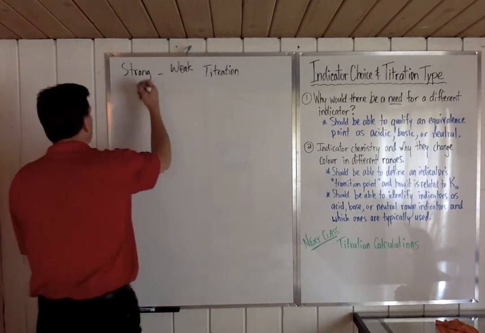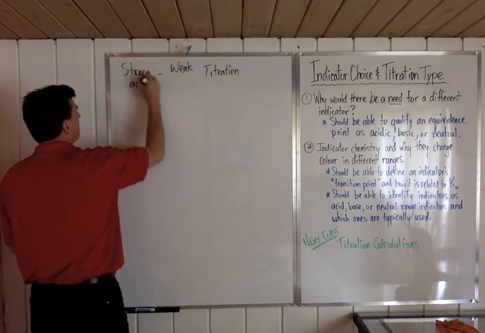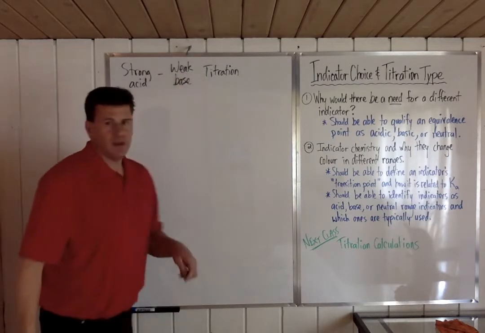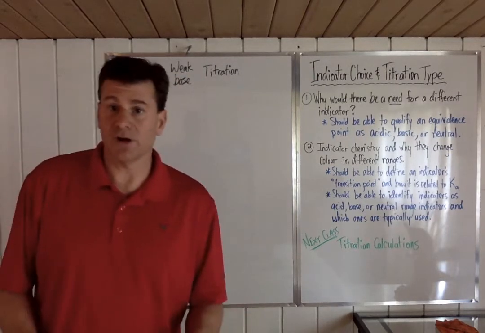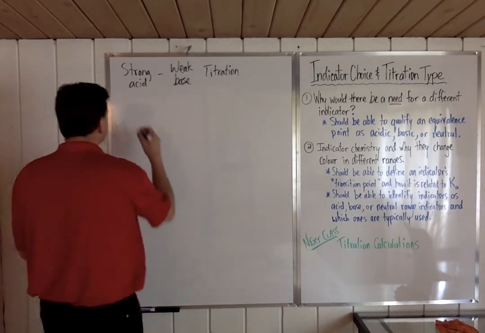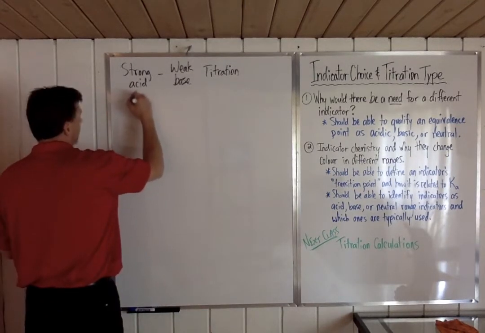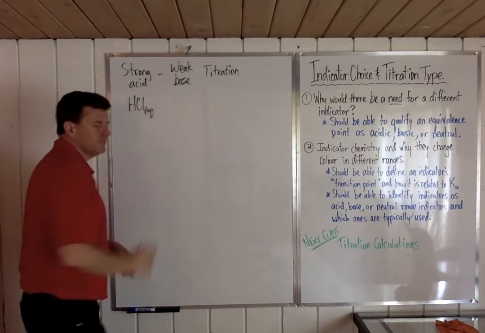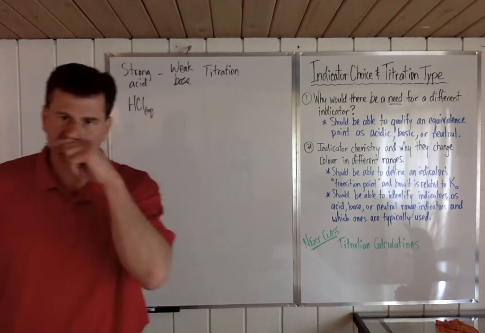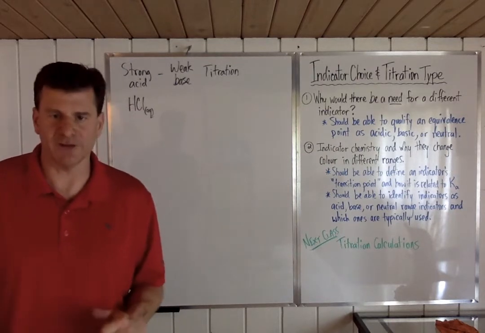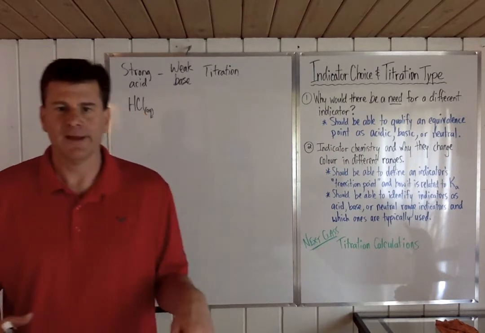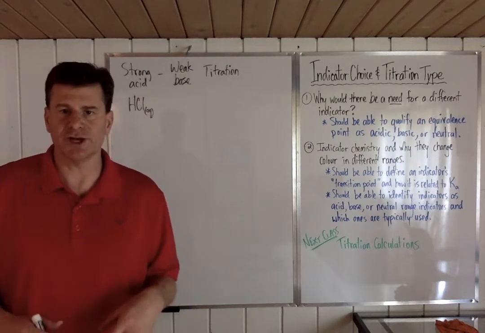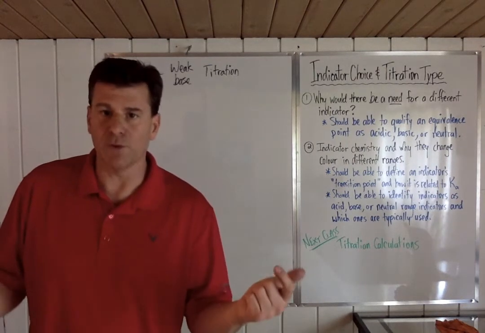Okay, so we'll go strong acid, weak base, titration. Okay, so let's take a strong acid. Let's go with HCl. Sure, why not? Common one in the lab. You probably have lots of hydrochloric acid kicking around in the lab. So you make a standardized solution of HCl, so you know its concentration, and then you titrate a weak base.